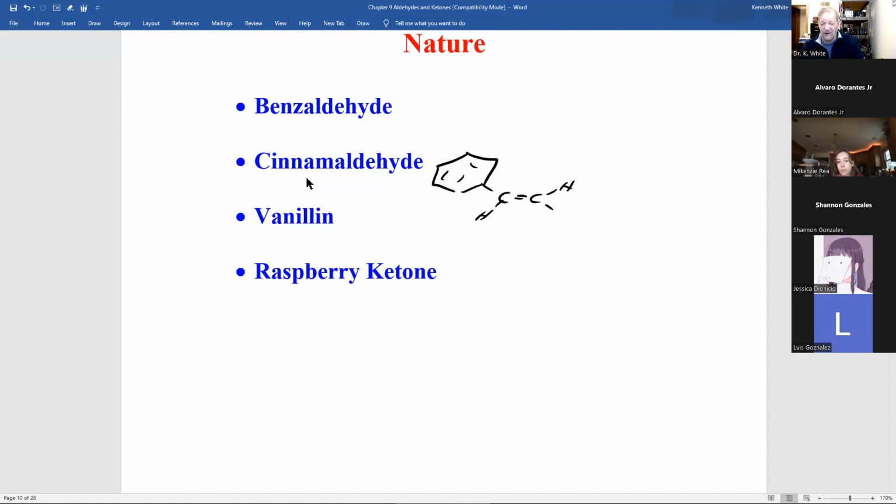And there's actually a trans double bond. That's this aldehyde. That's the common name right here. Vanillin, you should have looked up. And if you'd like the taste of raspberries, and I do, there's an aromatic ketone that is responsible for that taste. The slide's formatting is totally off.